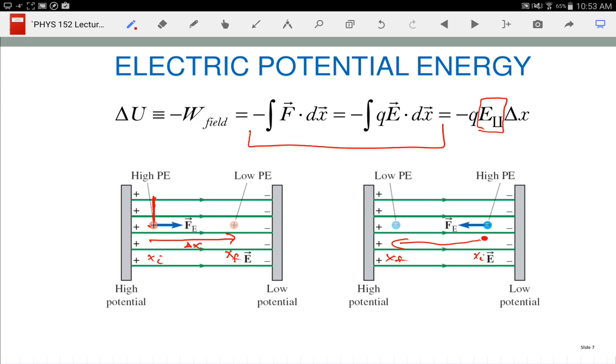Because my electric field is to the right and my delta x is to the left, that would be a negative electric field times delta x, right? But the Q is also negative, and I have a negative sign out here, so I'd have 3 negative signs. A negative field times a negative distance, which means a negative change in potential energy. It's also going to go down in potential energy.